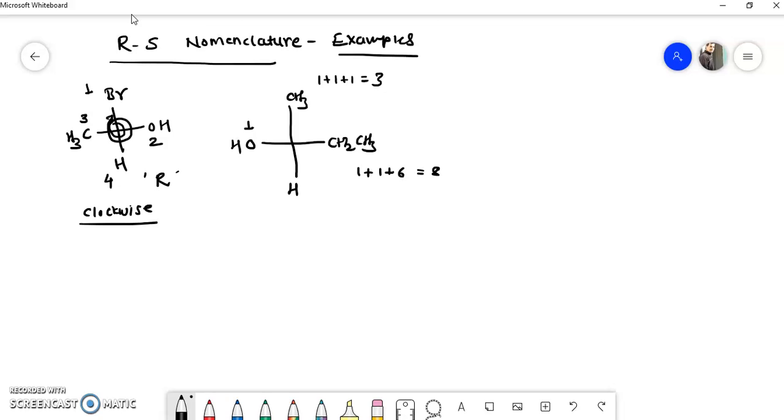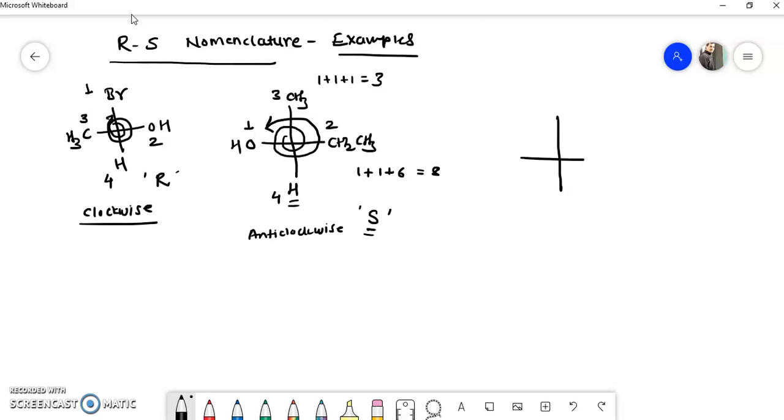That means this group will have the higher priority, so we give number 2 to this group, number 3 to this group, and this hydrogen will have the lowest priority. Okay, so the wheel will rotate in this direction from 1 to 2, 2 to 3, and from 3 to 4. This is the anti-clockwise direction, so it is S, and the lowest priority group hydrogen is on the vertical line, so it will not change. So S configuration is the correct answer for this configuration. Okay, we will see more examples.